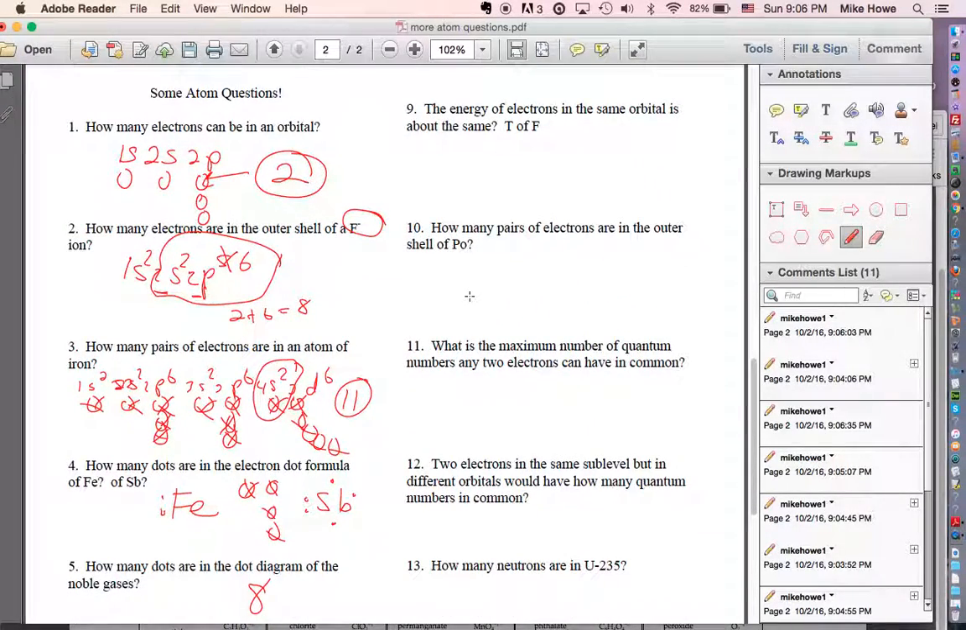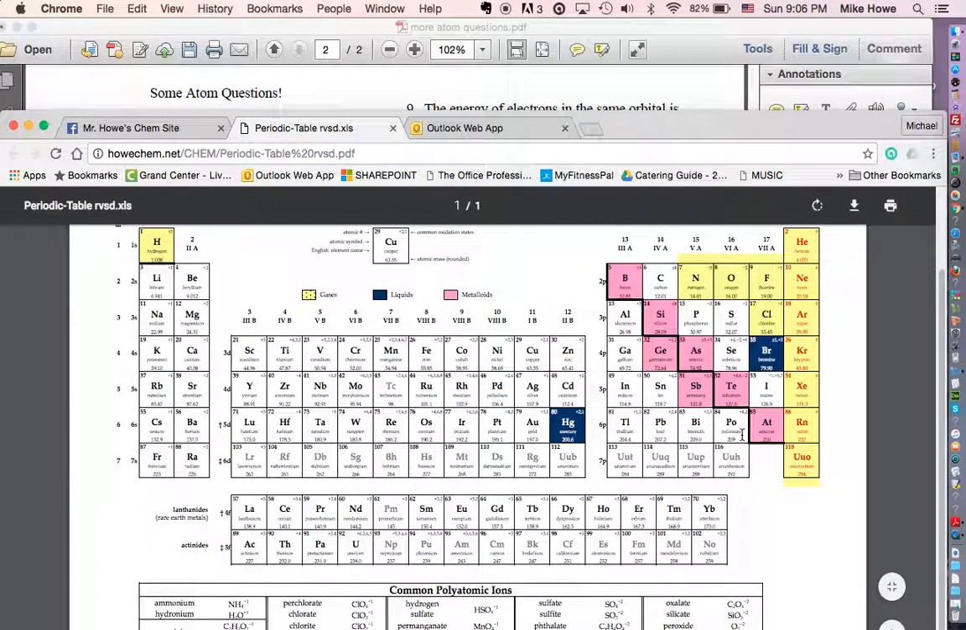The energy of electrons in the same orbital is about the same. So if you have an electron in this orbital and an electron in that orbital, that's generally true. They're about the same, not exact but close. Pairs of electrons in the outer shell of polonium. So you look at polonium, then you come over to the periodic table, and polonium is right here. So how many electrons in the outer shell? 1, 2. Skip all these because those all have 2 in their outer shell. Then this column's 3, this column's 4, 5, 6. So polonium has 6 electrons in its outer shell.